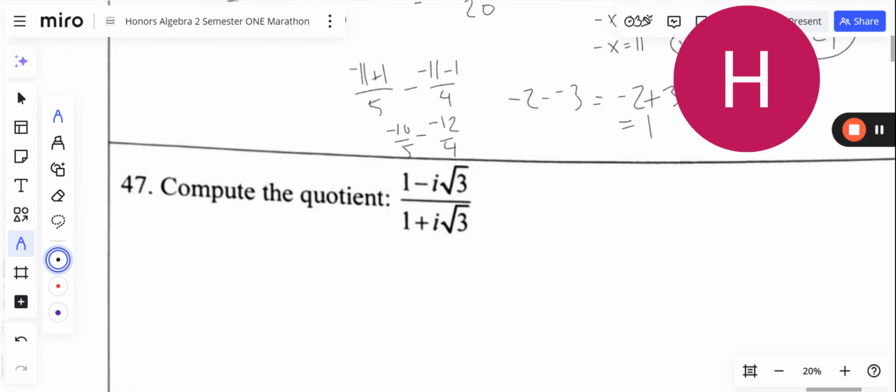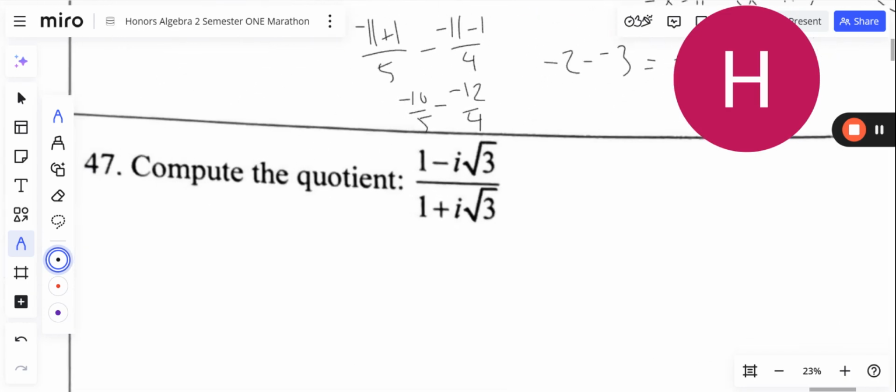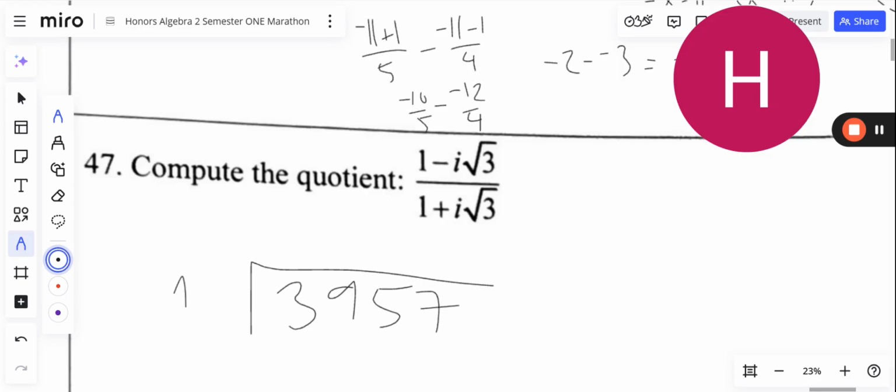All right, let's take a look. Compute the quotient. So you see that there's a square root in the bottom. How do we really divide these things? You don't have to bust out the long division and start calculating like if I were trying to divide 3957 divided by 13 or something. You wouldn't have to worry about that. The way that we divide these is we use conjugate multiplication.